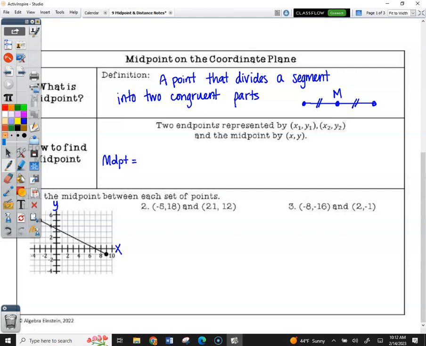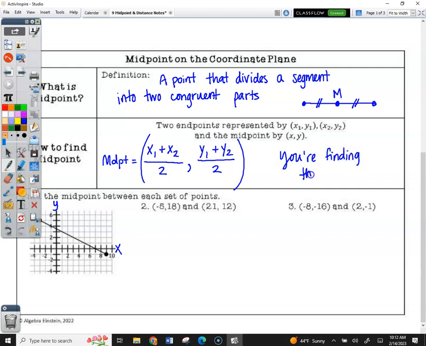the midpoint is simply the average of the x's and the average of the y's, which means you take the x's, add them up, divide by 2. Comma, you take the y's, add them up, divide by 2. I want you to make a note. You're finding the average. That's it. You're just finding the average, just like you did at the top of your paper.